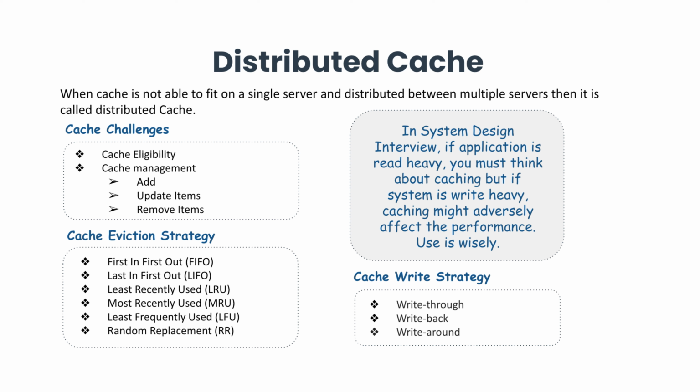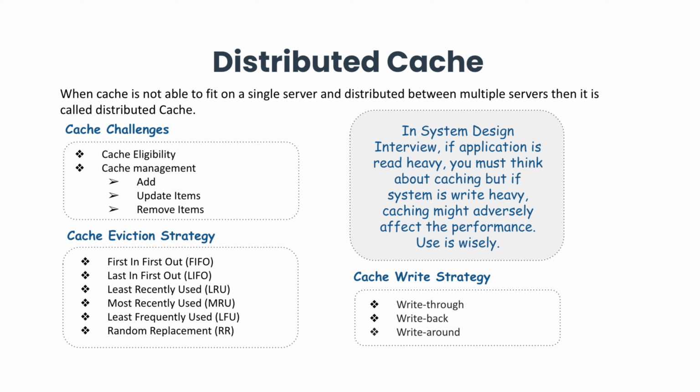Now let's see what the challenges are in implementing cache. The first challenge is that in system design, you need to identify which items are most eligible for cache and what the different places are where cache can be implemented. Another thing is you should be aware of some of the cache management techniques. Cache management means adding or deleting items in cache or updating an existing item.